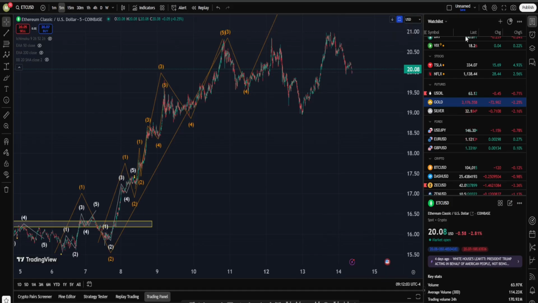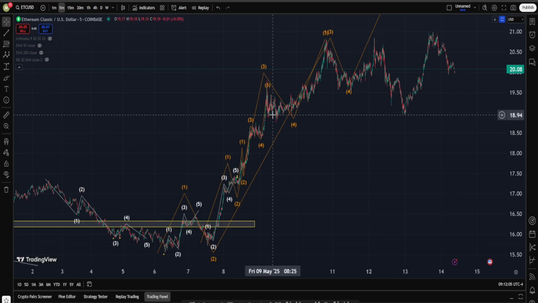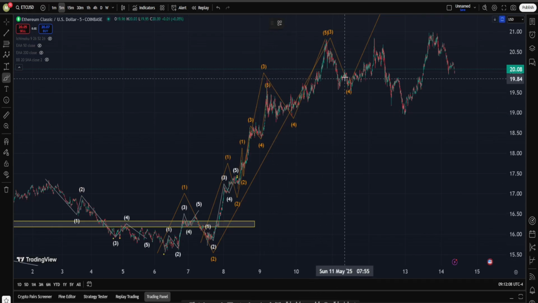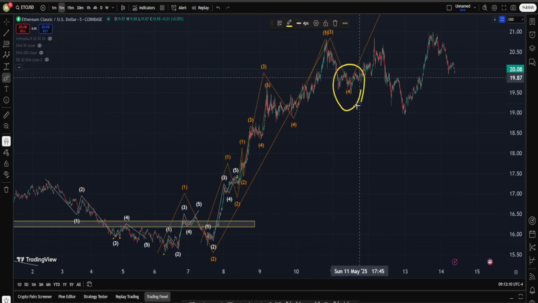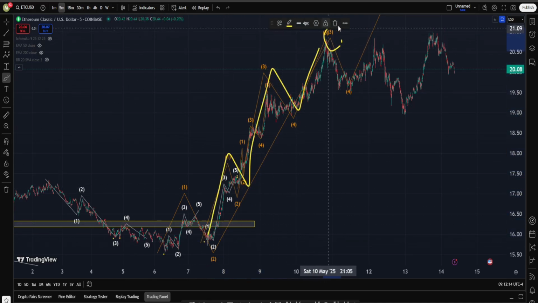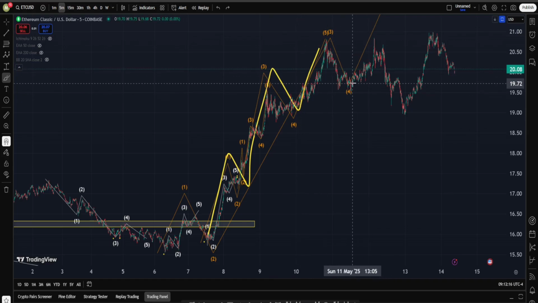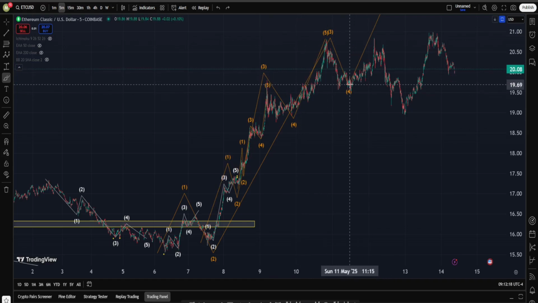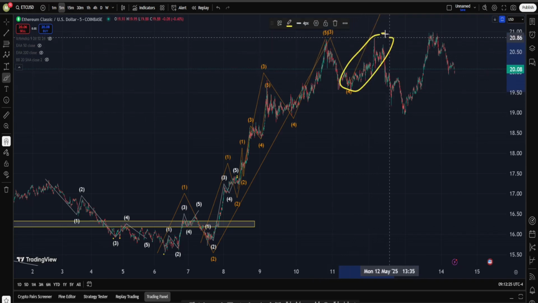And in this video, we are going to check out Ethereum Classic. If you remember in the previous update, we were, I believe, right in here. And the idea was that this is a 1, 2, 3, 4, 5 into this larger degree wave 3. The current move down is a correction for 4, and soon we can expect yet another move up into wave 5. And we did get that, but I'm not talking about this specific move.